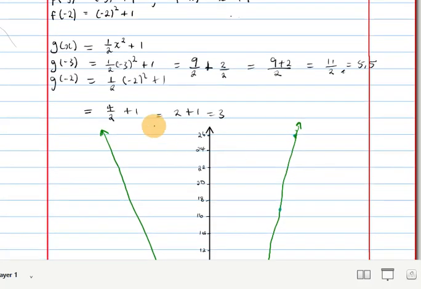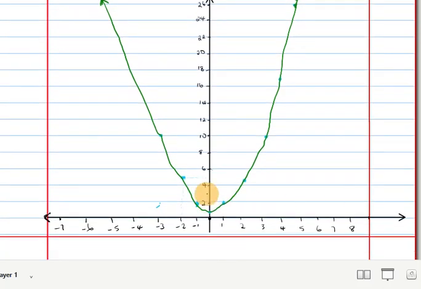Go back here and look carefully. The value of a, which is the one before x squared, is equal to half, and the value of q is equal to 1. If you pay attention here, this graph has shifted 1 unit from the center upward, since the value of a is greater than 0. So it shifted 1 unit upward.